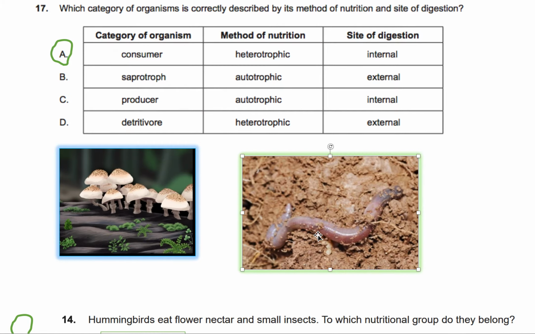Same with a little worm, an earthworm, for example. There are many types of detritivores, but this is one type, an earthworm. They will eat things, but they have a mouth, right? So that's basically the only difference. So a detritivore is heterotrophic. Yes, that's true. They eat other things.